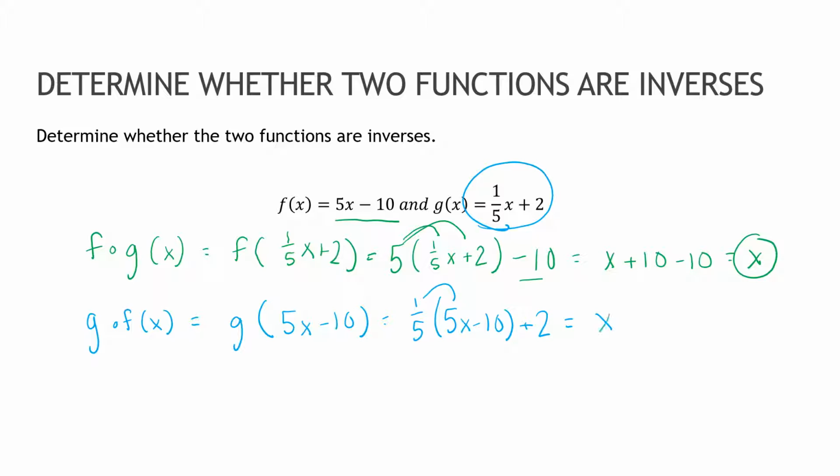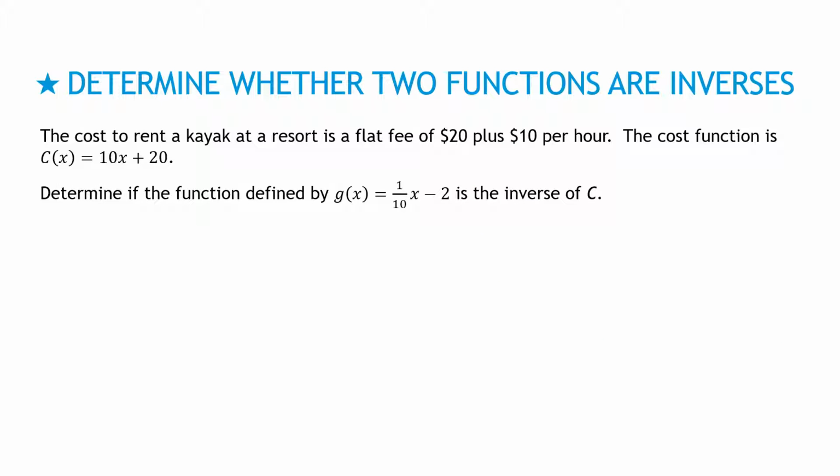1/5 times 5 is 1, so 1x. 1/5 times minus 10 is minus 2, and then plus 2. Obviously these cancel and I get x. So check, check. Yes, these are inverses because we used the composition of functions to determine they both give us x. Here's one for you to try on your own, so press pause, try this question, and then press play to see how you did.